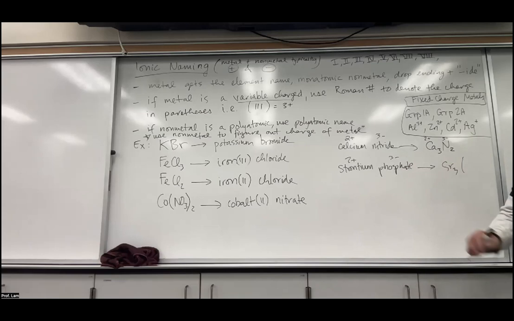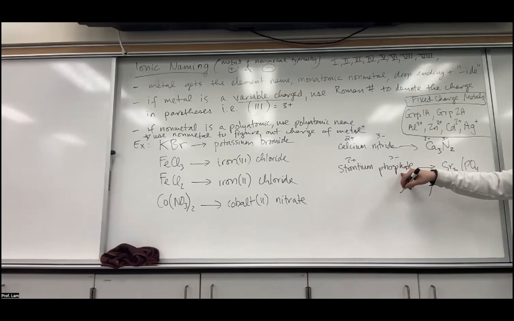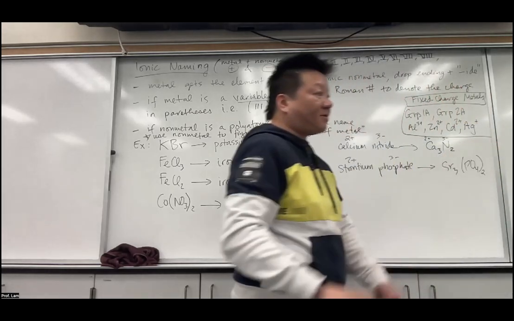It's not phosphide, it's phosphate. What is phosphate? Look on your polyatomic. Phosphate is PO4, 3 minus, right? So be careful. Phosphate versus phosphide, right? So that's how you know this is not just a single P, it's a polyatomic. PO4, I need to put in parentheses and then do what? Put a little 2. Okay. So Sr3, parentheses, PO4, 2.